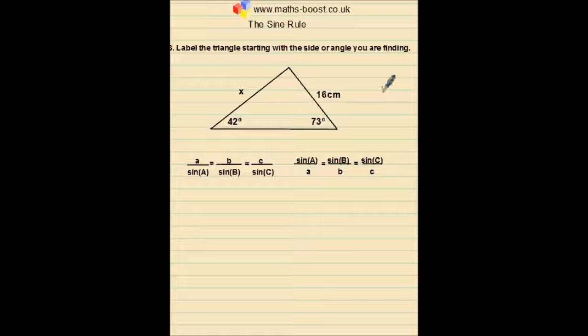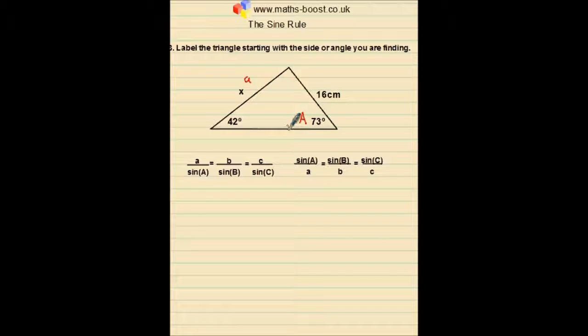Step 3, we're going to label the triangle. Now remember, lengths are lowercase, whereas angles are uppercase letters. But always start by labeling the side or angle you've been asked to find. We're asked to find this side here, so we'll label this lowercase a, and consequently the opposite angle will be uppercase A.